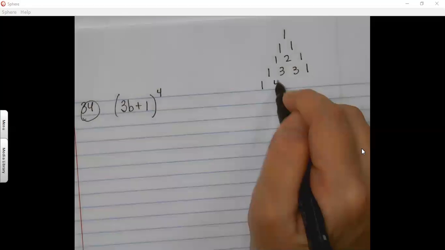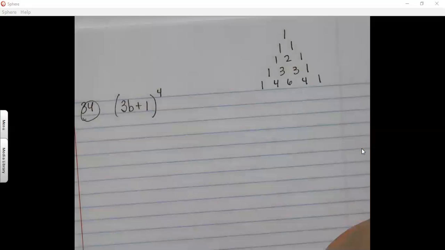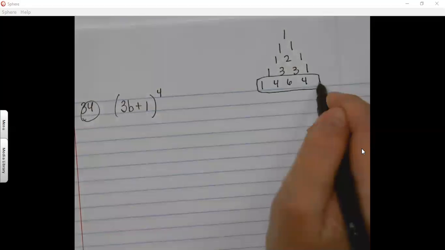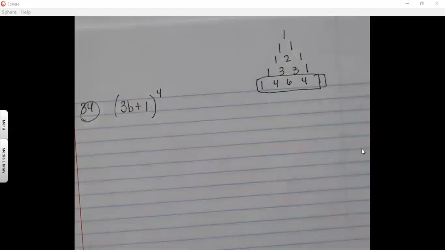Do we need another one? No. This is the row we need, right? The second number is the same number as our exponent. And what are those numbers from Pascal's triangle? But what do they tell us about our answer? They are the coefficients of each term. Very good.